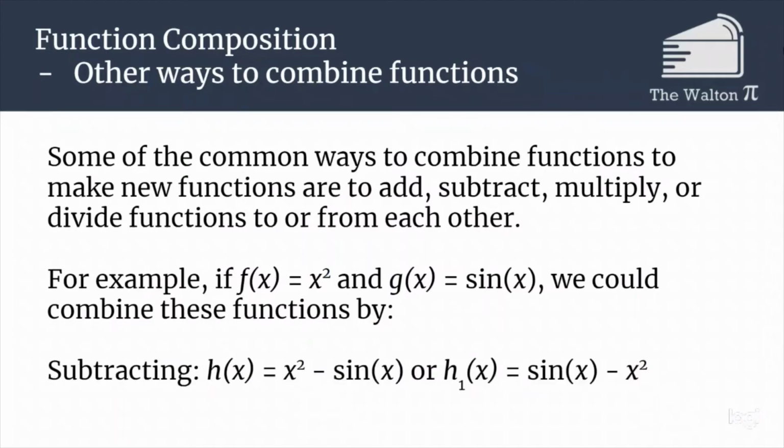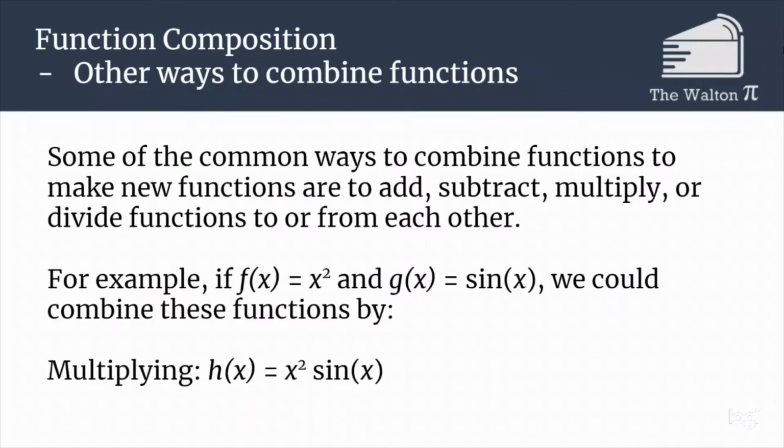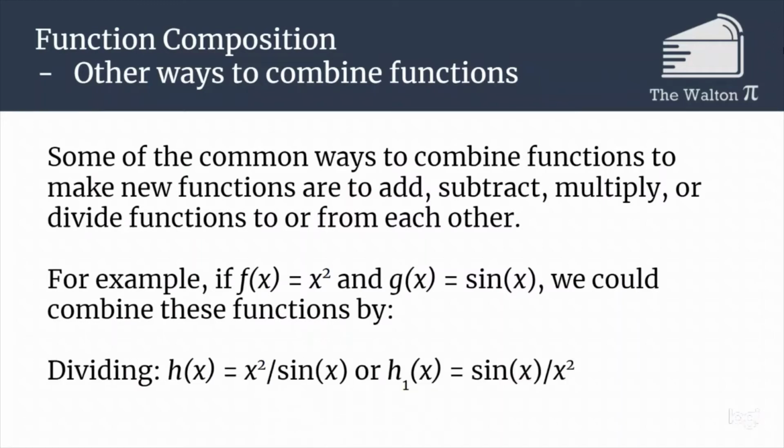Another one is we could subtract functions. So one way is we could get x squared minus sine of x, or another one is we could have sine of x minus x. Both of these are still going to be functions. We could also multiply the two functions together to get a new function. h of x is x squared times sine of x, or we could divide one function from the other. So we'd either have x squared divided by sine of x, or sine of x divided by x squared.